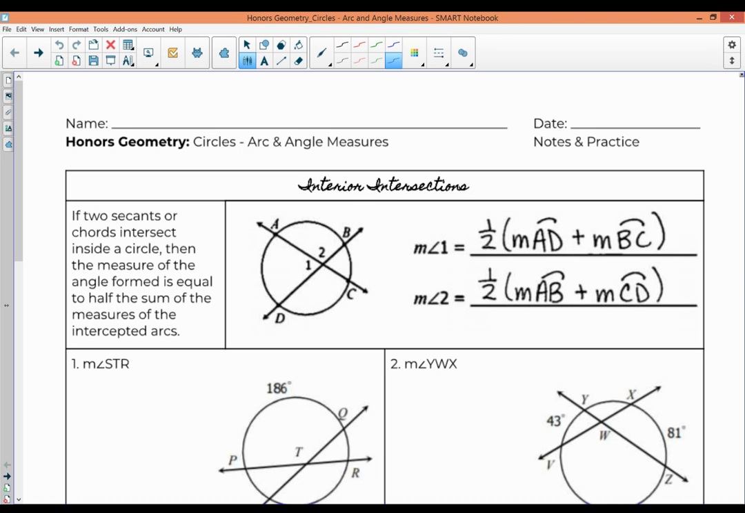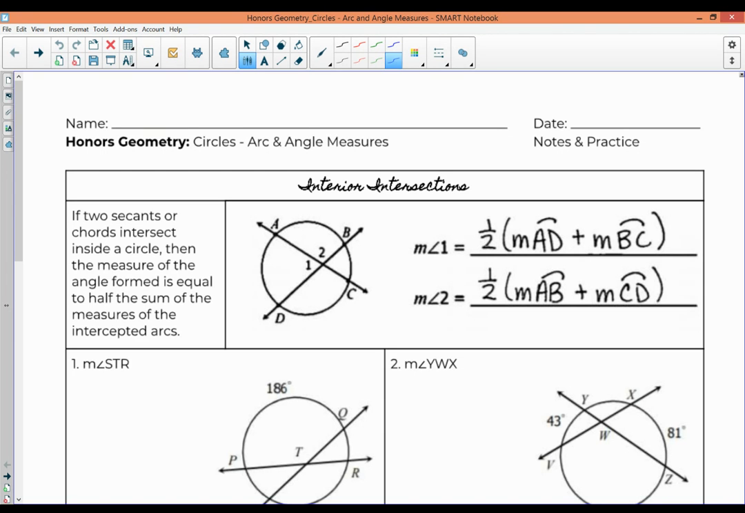So, this is circles, continuing that unit, talking about arc and angle measures. So, we have a few practice problems to do together, and then you have a worksheet for homework. So, I'll go through and read some of this. We'll do some practice problems, have some that I'll let you try, that I'll give you the answer for.